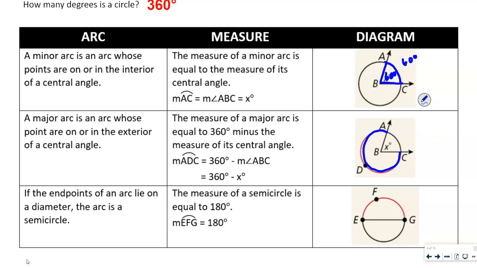So this is arc ADC. And again, if I said that this was 60 right here and the whole circle is 360, right? So 360 minus 60, so arc ADC would be 300 degrees, okay? And this one here is half the circle. Y'all see it? So 360 divided by 2 would be 180 degrees, and that's what that arc is. And this is going to be really, really important as we go through this lesson today, okay?